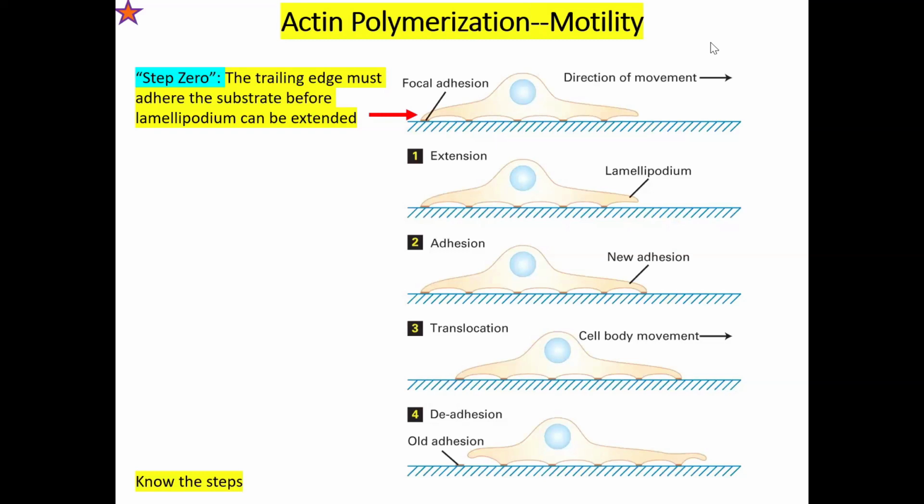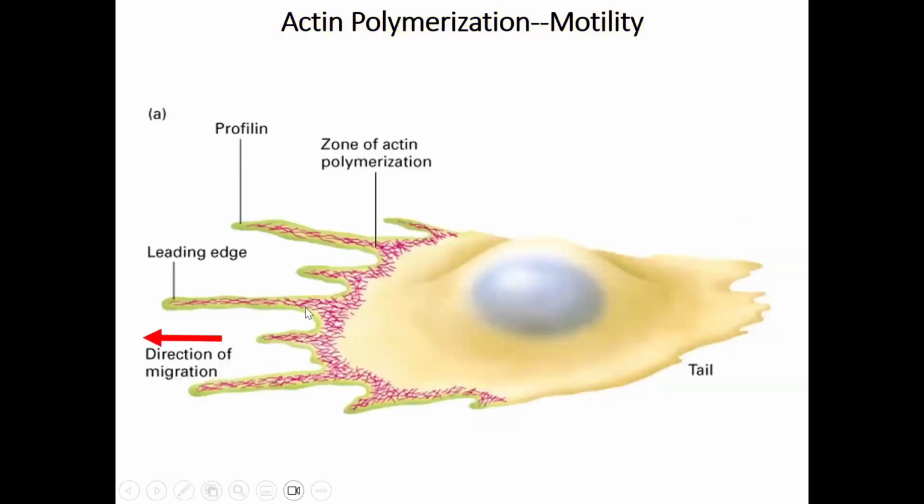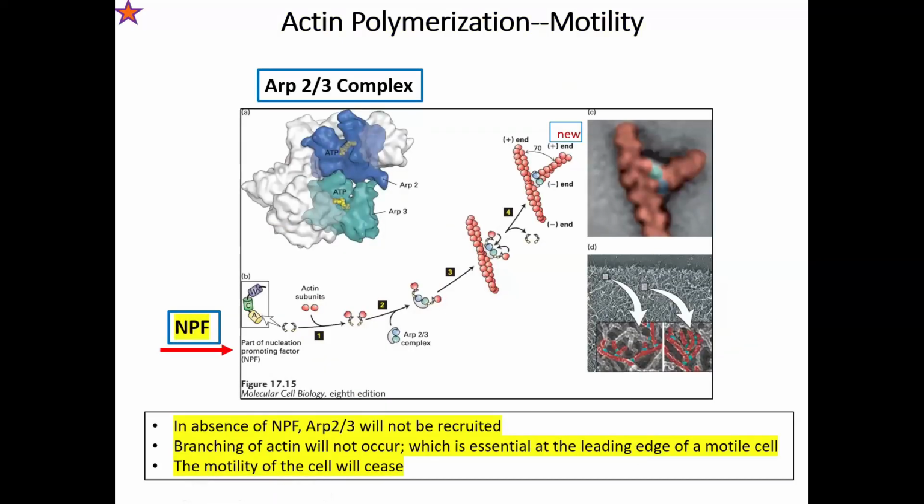Sometimes you may get a picture and you may have to tell what is going on in here. This essentially looks like a fried egg, but this is basically the leading direction of the migration. And these are the zones of polymerization, the ones which are essentially being shown in these areas as well. So yeah, this will take a little bit more time, so we will not start that. We will start with the ARP2/3 complex next.